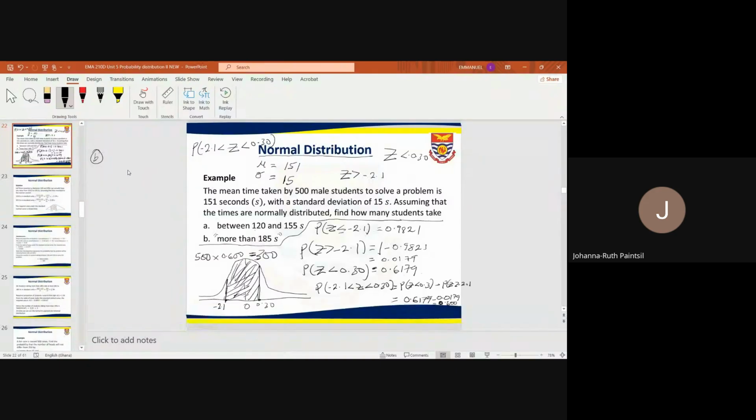So more than 185. So we say 185.5. So your Z will be equal to 185.5 minus 181, divided by 1 divided by 50. Okay.